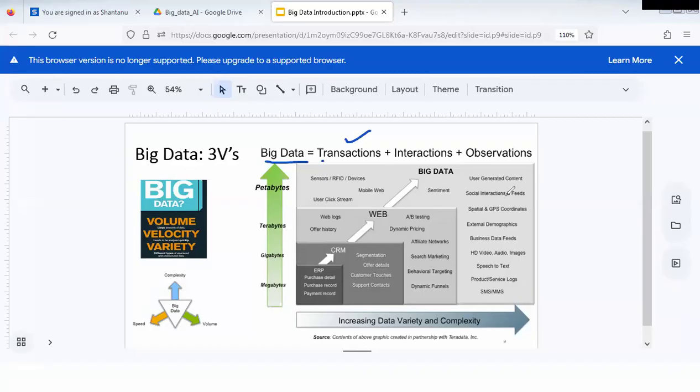OK, so let's connect back to the point. That is about the transaction. Whenever you are going to get any advertisements, it is based on some analysis. Maybe your transactions, maybe your clicks, maybe your visits. Interactions, your observations, your voice. Your mobile is always recording some voices and based on that it is suggesting something.